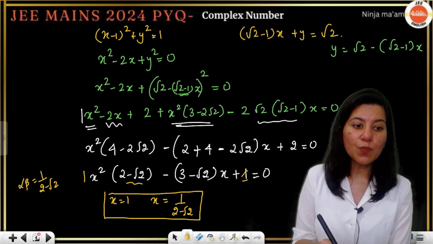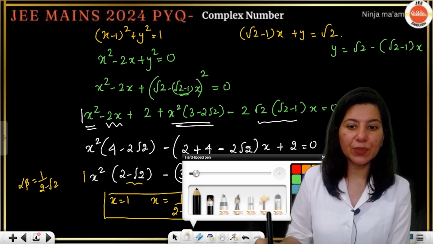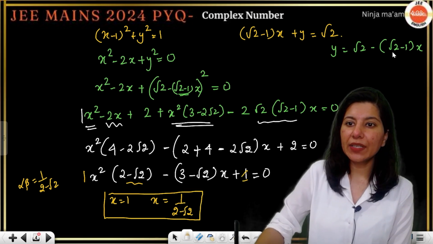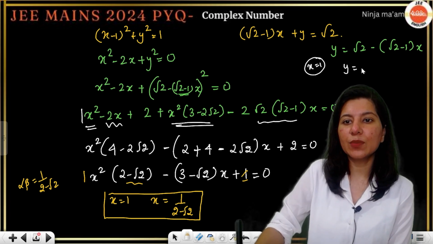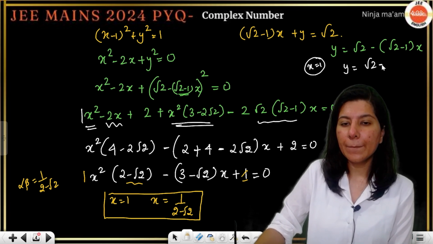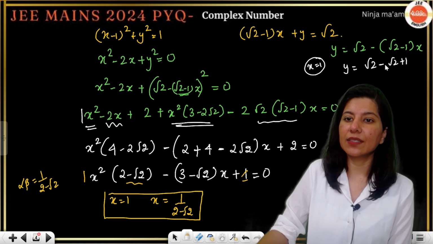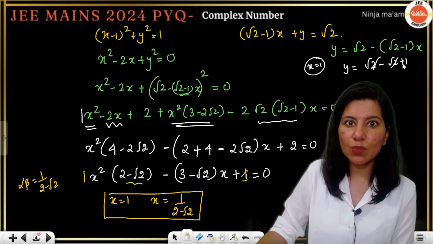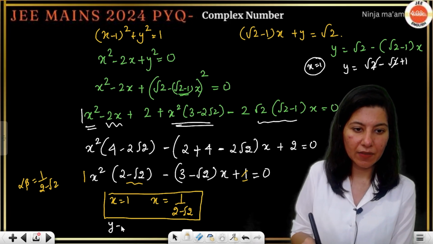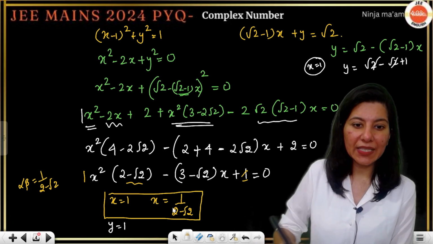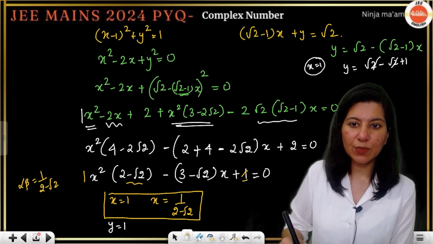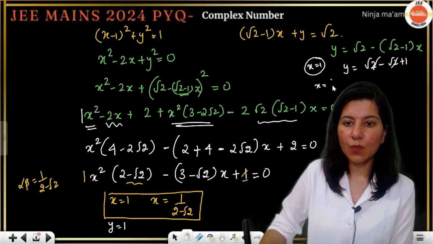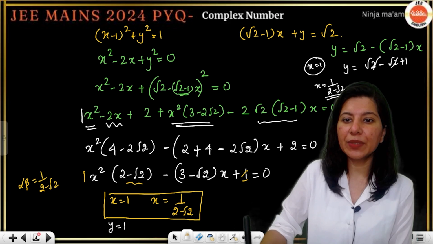Okay, so now the moment you put x equals 1, what will you get? Put x equals 1 in here. You will get y equals root 2 minus root 2 plus 1. That's it. So y is equal to 1. That gives x1, y1. Okay. Now x will be this, 1 upon 2 minus root 2. The moment you put x equals 1 upon 2 minus root 2, what will you get?